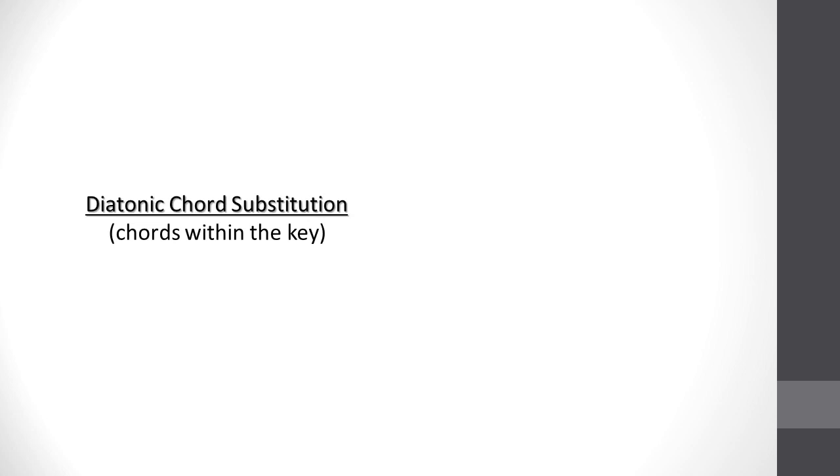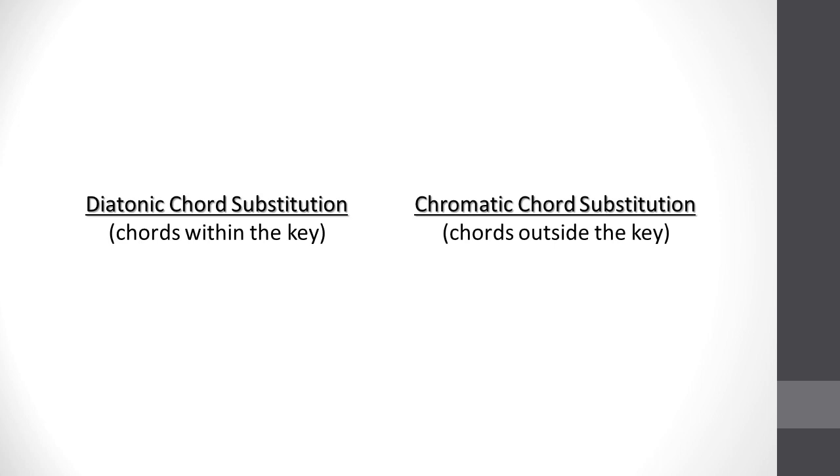In Lesson 2, we learned about diatonic chord substitution. We saw how certain chords within the key, diatonic chords, could be substituted for one another and take on each other's function, as long as they had two pitches in common. In this lesson, we are going to learn how chords outside the key, chromatic chords, can be used as substitute chords.